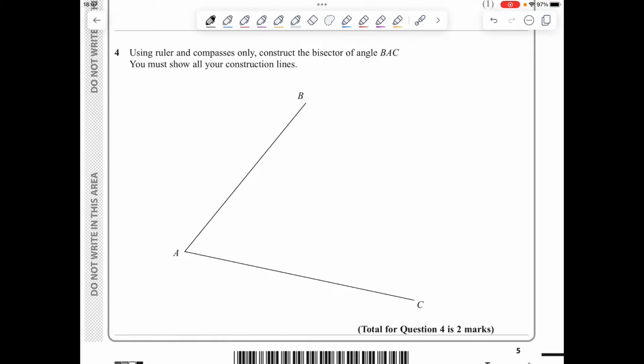In question 4, you take your compass and open it at a random radius, place the pin at A and draw an arc that cuts both lines AB and AC. Then repeat this procedure, but this time move the pin of the compass to this point and make an arc. Repeat with this point here, make another arc, and then finally join point A to the point of intersection of the 2 red arcs. And this black line is the bisector of the angle BAC.